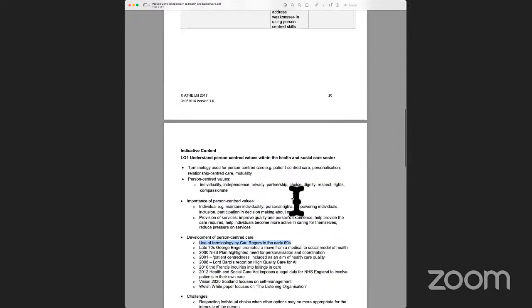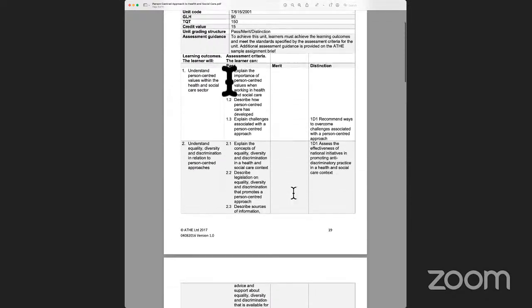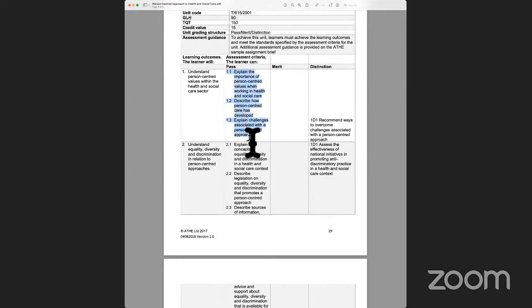So there are a couple of assessment criteria that we're going to be looking at covering. There are 3 in the past, 1.1, 1.2, and 1.3. And then we will also look at a distinction criteria, which is looking at recommending ways to overcome the challenges when you're implementing a person-centered approach.